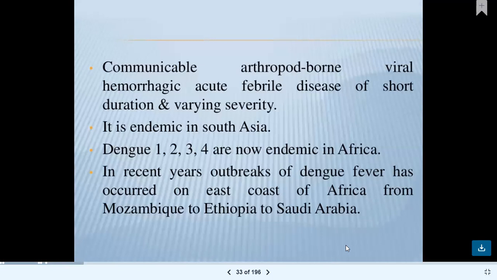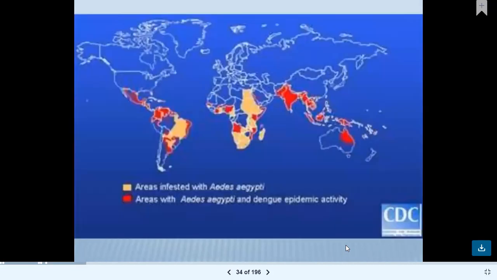It is endemic in South Asia. Dengue types 1, 2, 3, and 4 are now endemic in Africa. In recent years, outbreaks of dengue fever have occurred on the east coast of Africa from Mozambique to Ethiopia to South Arabia. Here you can see in the pictures, the red zone depicts the area with Aedes aegypti and dengue epidemic activity, whereas the map with the beige color shows the area infested with Aedes aegypti.